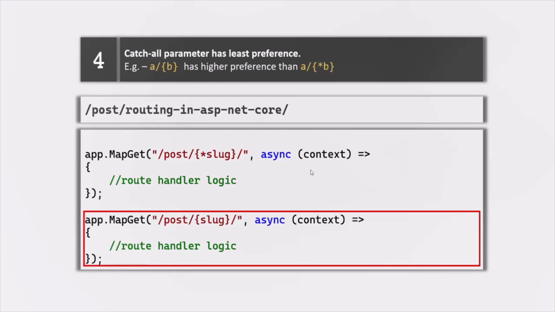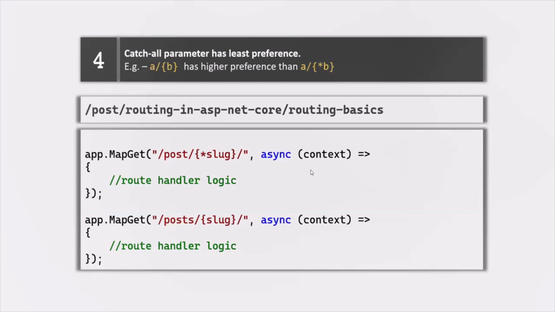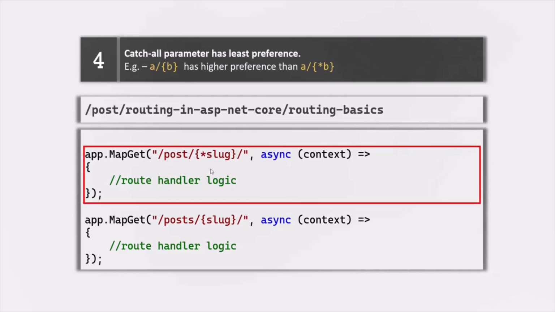But if the URL is, let's say, slash post slash routing in ASP.NET Core slash routing basics, in that case this URL does not match this route pattern, because in this route pattern we are only expecting two values, slash post slash some route parameter. But here we have slash post slash first route parameter slash second route parameter. So this route pattern is not going to match this URL. So in this case, this first route pattern will be called, because as I mentioned, since this is a catch all parameter route, it will serve any URL which starts with slash post. So this URL starts with slash post, and this route will serve that URL.